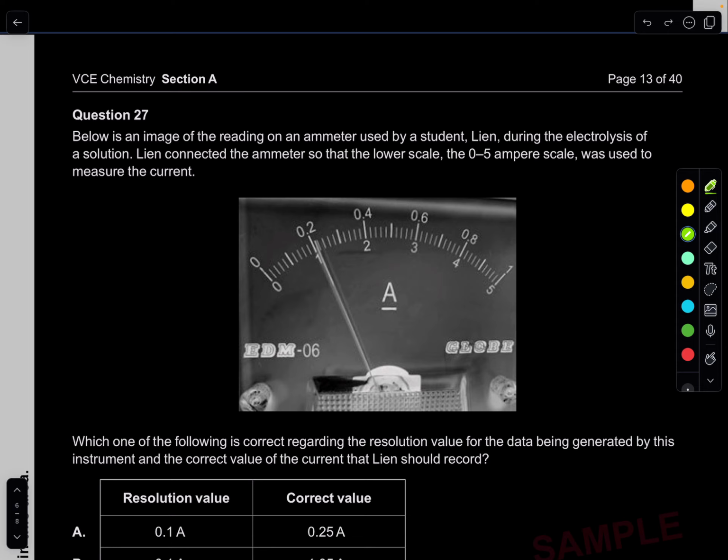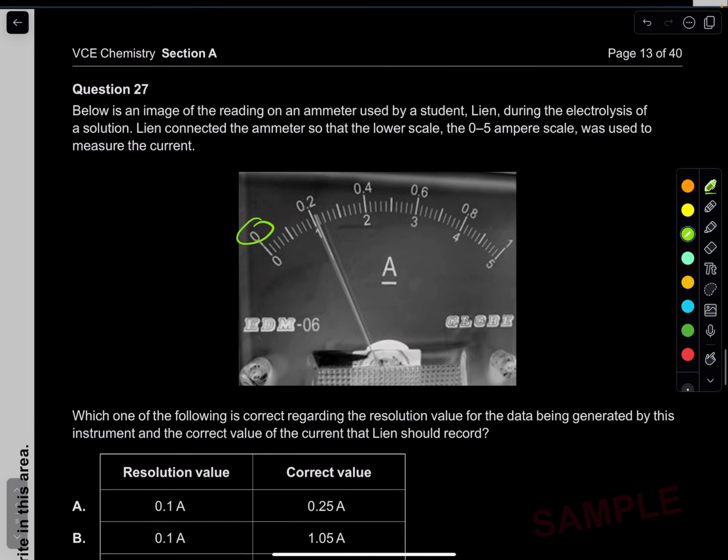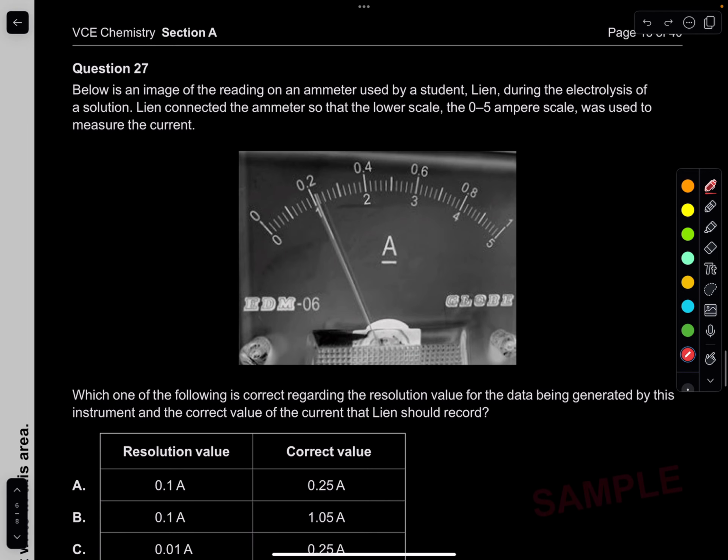Question 27: below is an image of a reading of an ammeter used by student Lean during the electrolysis of a solution. Lean connected the ammeter so that the lower scale, the 0 to 5 scale, was used to measure the current. So not the upper scale, let me use a red color to see this. Not this scale, the top ones, the bottom ones, so these ones here.